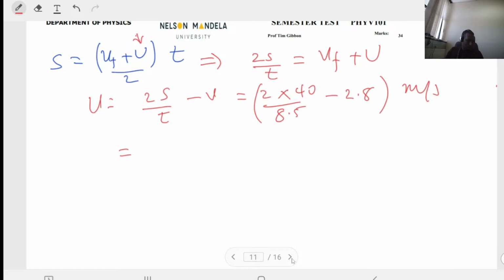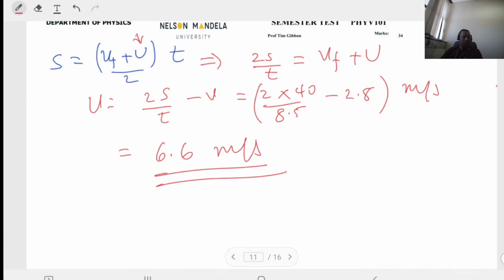I don't know what you have, but can you work it through? Let me, instead of Excel, cancel that one. This one is going to be 80, and guys, use your calculator. I believe I got about 6.6 roughly meters per second. Please help me, those of you who have a calculator. Is it around there? 2 times 40 divided by 8.5 minus 2.8 in meters per second?